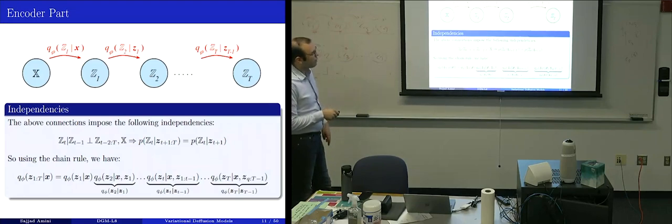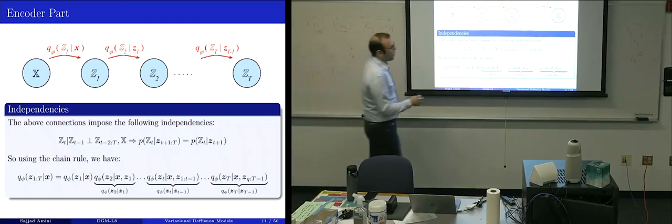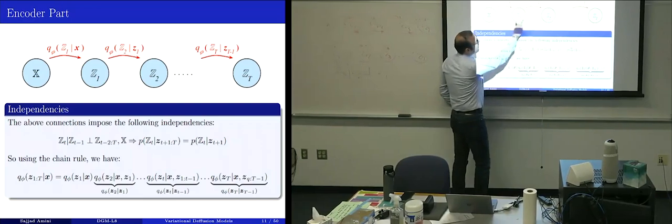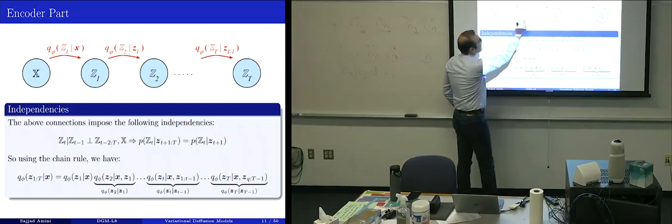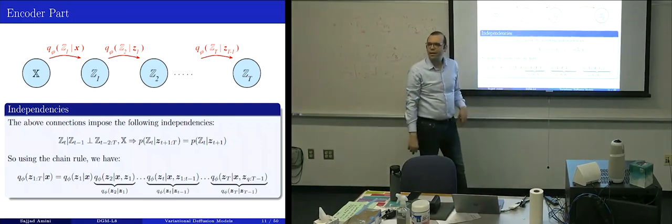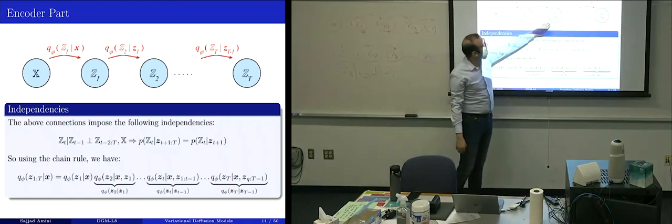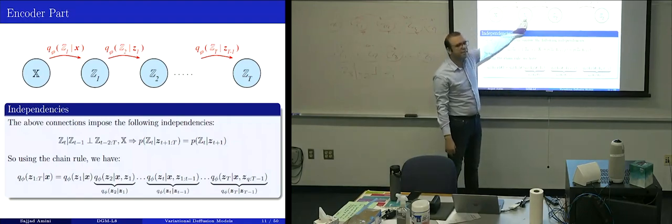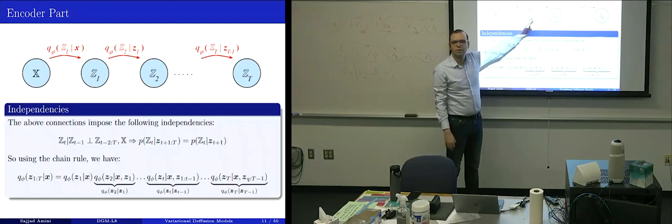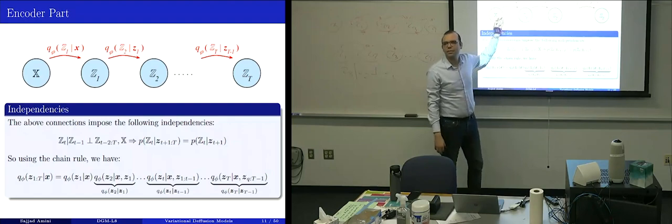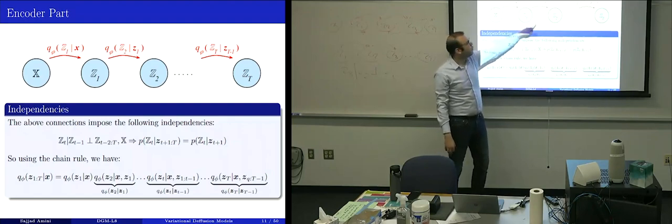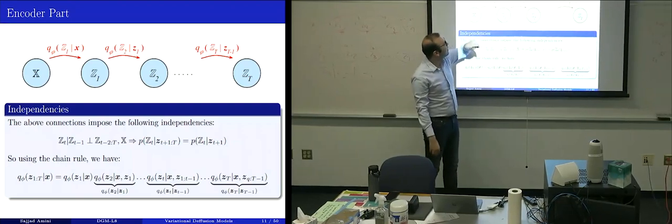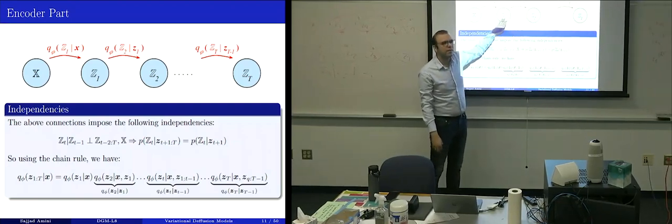Here I do not have any simplification because z1 and x are connected directly. z2 given x and z1, what happened? z2 has a direct connection to z1. If you have z1, you have all the information about z2. X is not needed anymore. So z2 given z1 and x equals z2 given z1.